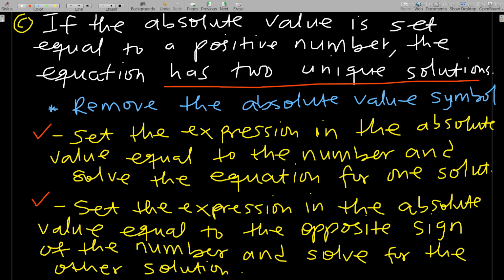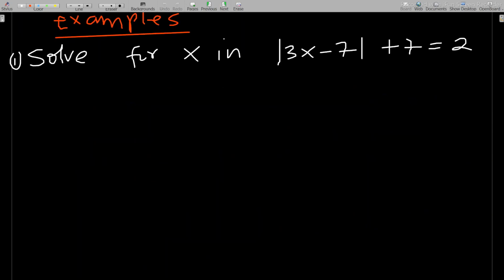So to get the other solution, we said you should get two solutions. The first solution, you just remove the absolute value symbol, go away, and then solve it. You are done. Second solution, remove the absolute value symbol, negate your positive number at the right side, and solve for the other solution. All right, so let's take examples and look at how you can solve them.